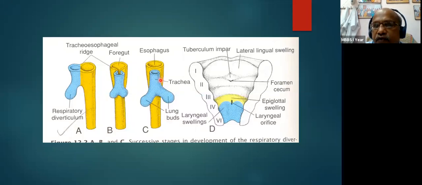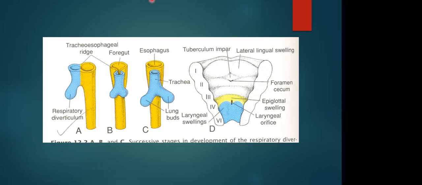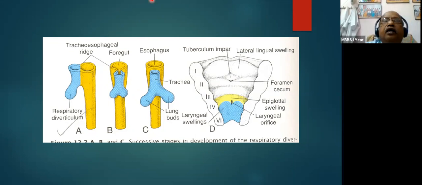If there is any defect in the formation of the tracheoesophageal septum, what will happen? Yes, students, food will enter the respiratory system. Somebody rightly told that it leads to tracheoesophageal fistula.